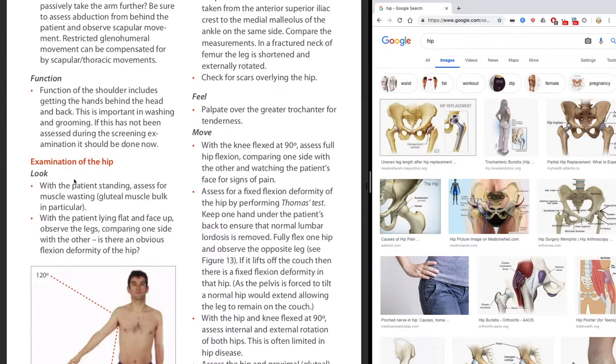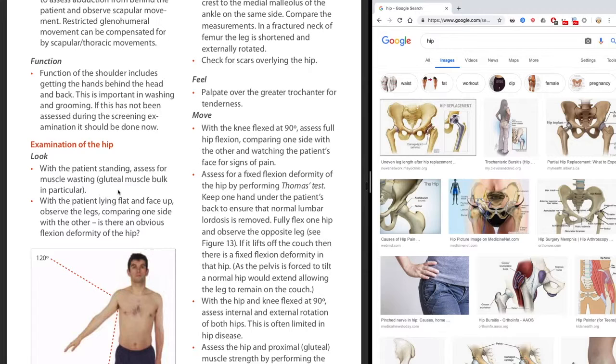Examination of the hip. Look. With the patient standing, assess for muscle wasting, gluteal muscle bulk in particular. With the patient lying flat and face up, observe the legs comparing one side with the other. Is there an obvious flexion deformity of the hip?